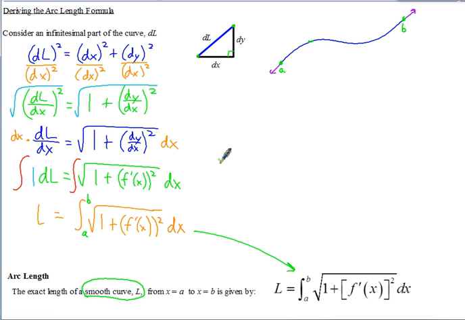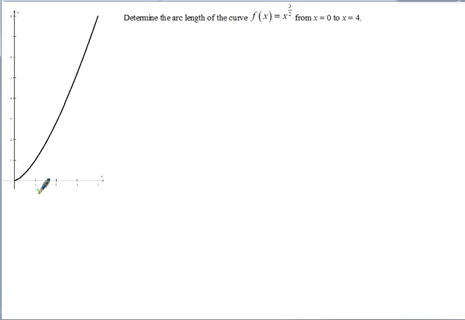All right, now let's take a look at how we apply this formula to some different problems. Determine the arc length of the curve f of x equals x to the 3/2 from x equals 0 to x equals 4. So the length, sometimes it's referred to as length or sometimes arc length, same thing, will be the definite integral from 0 to 4. We can see the graph of x to the 3/2 right here. So we're finding the length from right there, x equals 0, to right there where x equals 4.